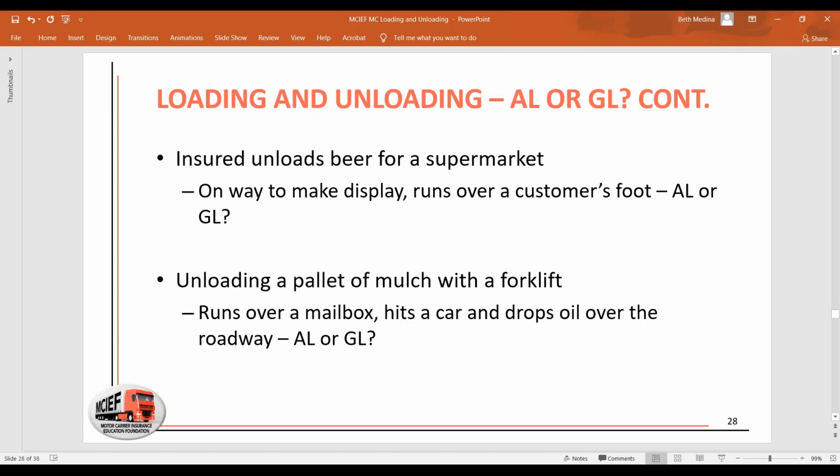Unloading a pallet of mulch with a forklift. That's where the truck has the flatbed, you're handling pallets there, and the forklift's hung on the back. If the forklift falls off, that's auto liability. If the forklift damages the public as it's being unloaded from the flatbed, meaning the customer loses control of it as they're taking it down and hits somebody, that's auto. But once it hits the ground and starts unloading the mulch, running over a mailbox, hitting a car and dropping mulch all over the roadway, then that becomes GL. So as we're unloading the forklift and carrying the forklift, if it falls off, then it's auto liability. But once we start unloading the pallets with the forklift, the forklift's no longer attached, then that becomes GL.